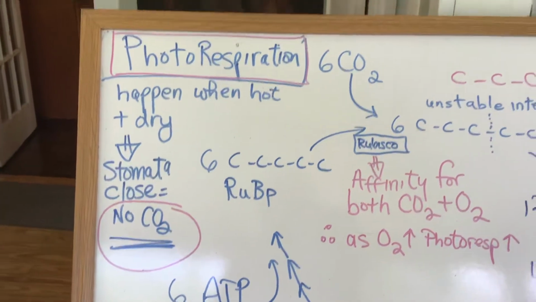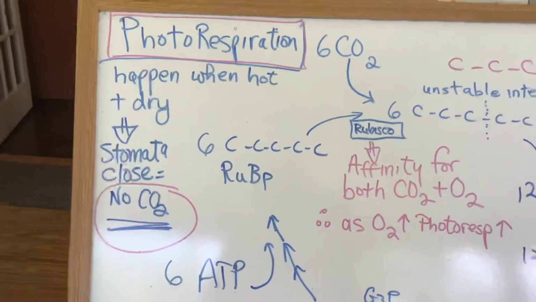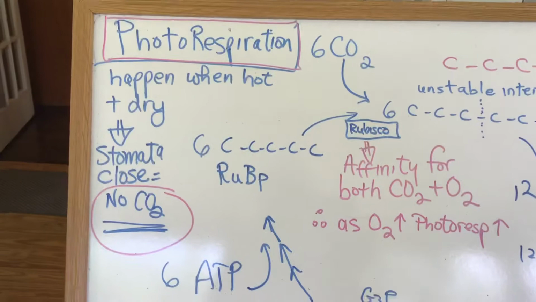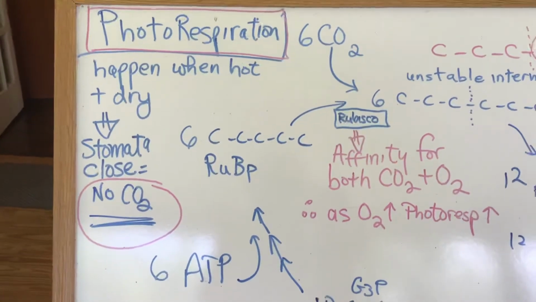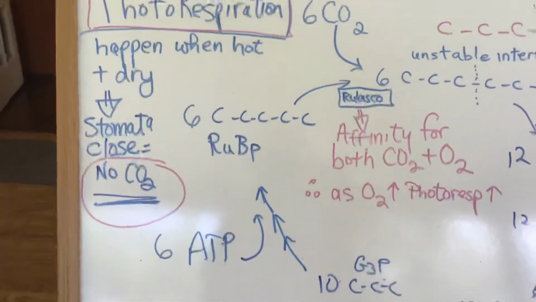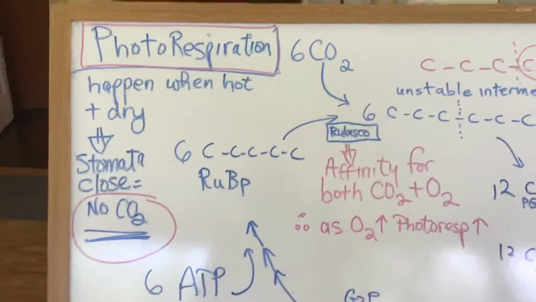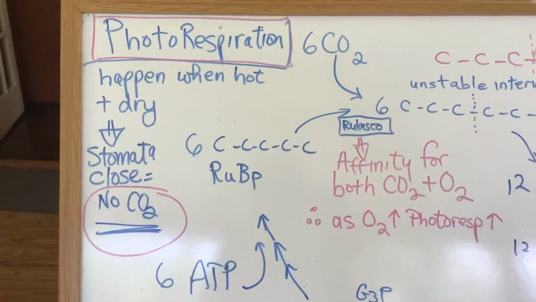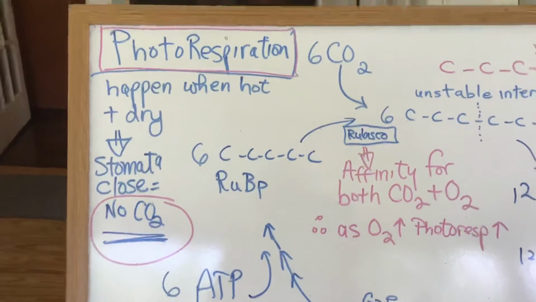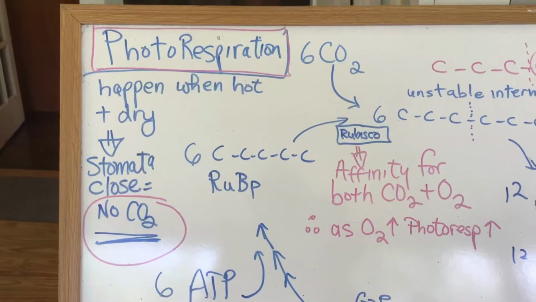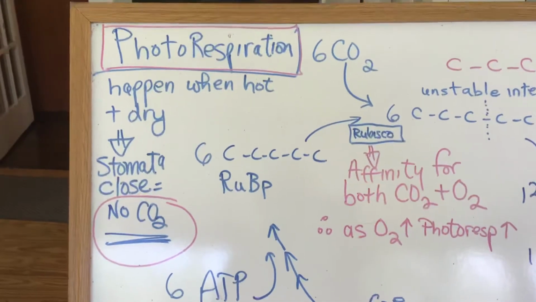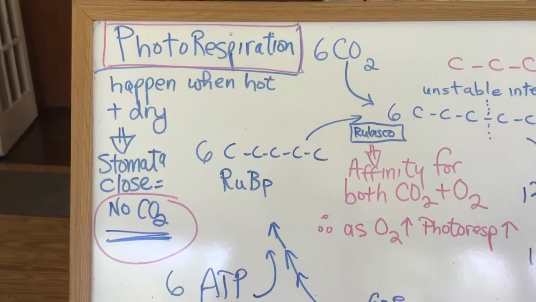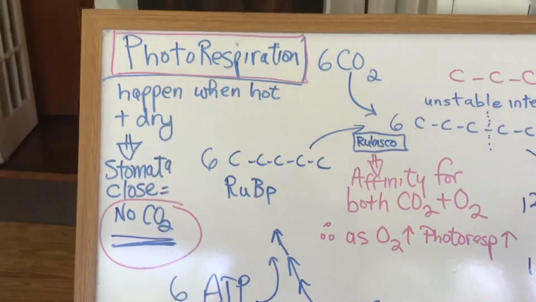To talk about a problem that can occur if it's really hot and dry. And this is mostly happening in plants that we are calling C3 plants. So I forgot to mention in the last video why things were called C3 plants, and I'll mention that in just a second. But anyway, the problem is happening when it's hot and dry, and what will happen is the stomata will close. And when that happens, there's no carbon dioxide source.